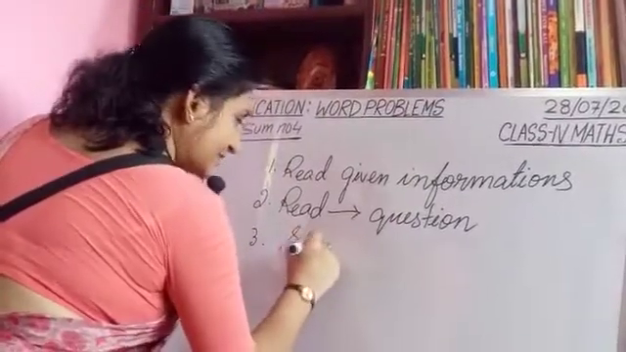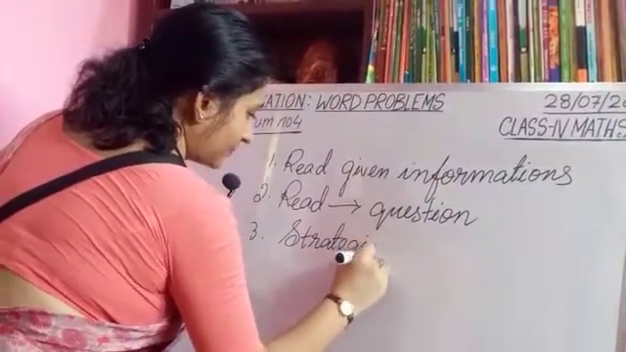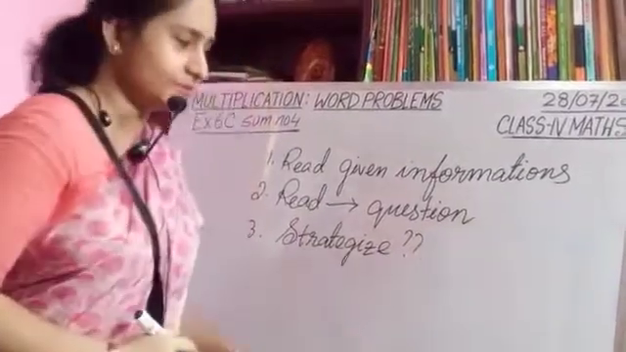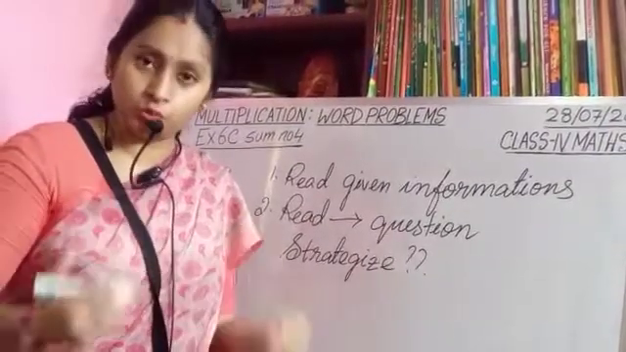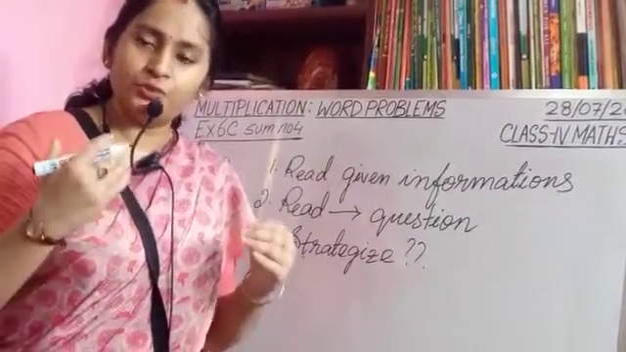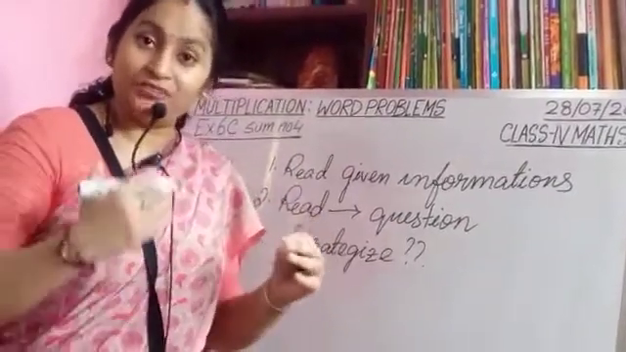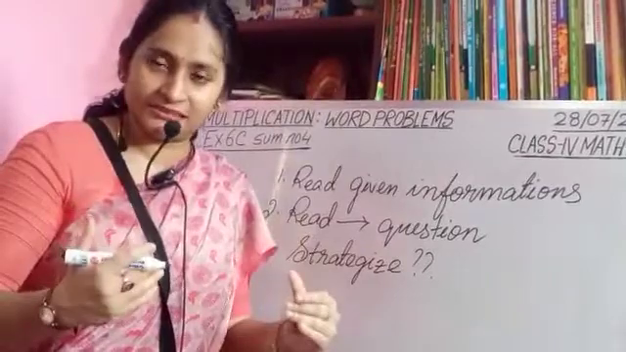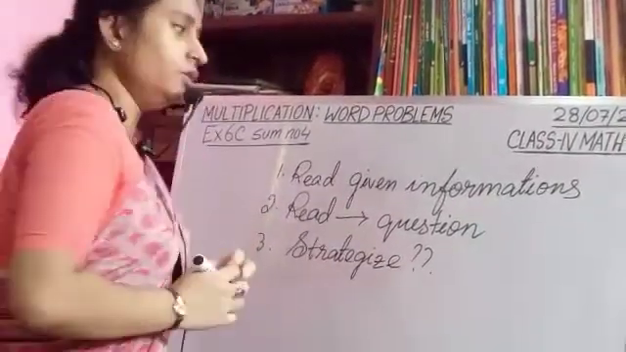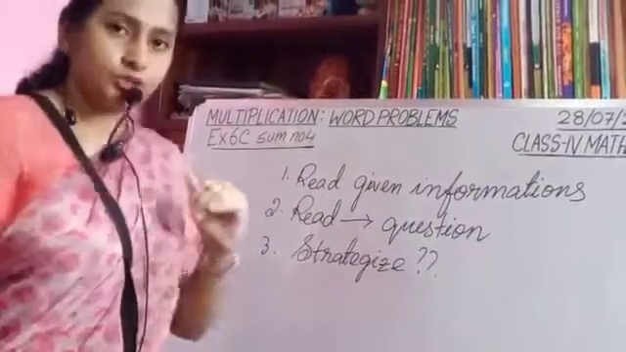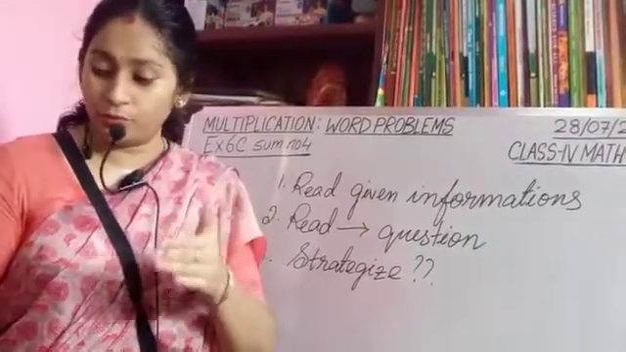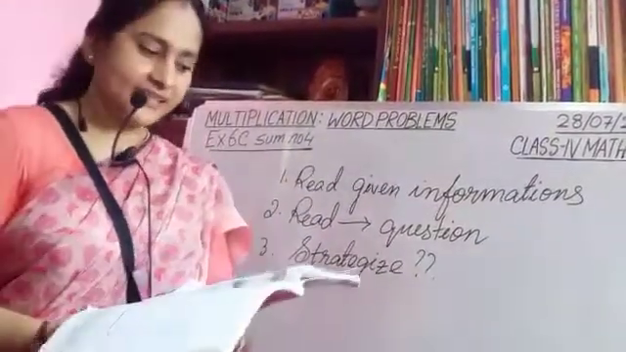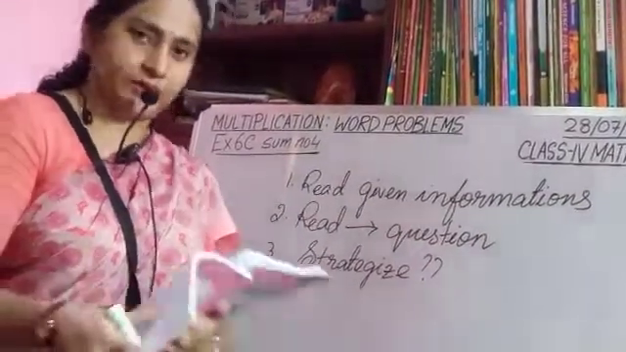And number 3, this is the most vital step, which is strategize. Now, what is this step all about? This means you have to look for ways, you have to look for tools with the help of which you will be getting your answer. You will reach your goal, you will get the desired answer that has been asked from you, right? So, following these 3 basic steps, I'll show you how to solve a multiplication word problem from your book, page number 96, exercise 6C, sum number 4, I'll be doing.